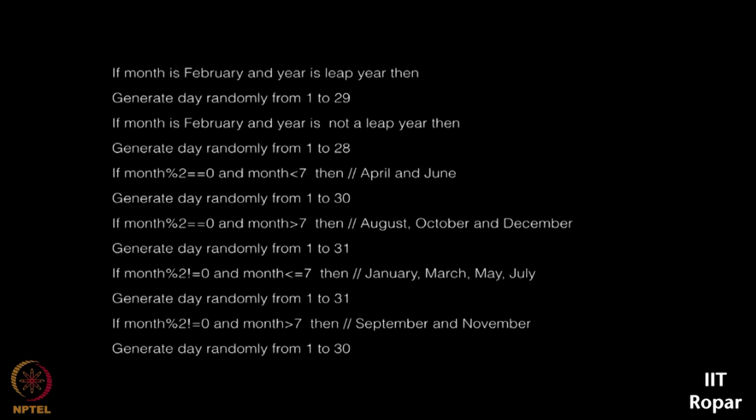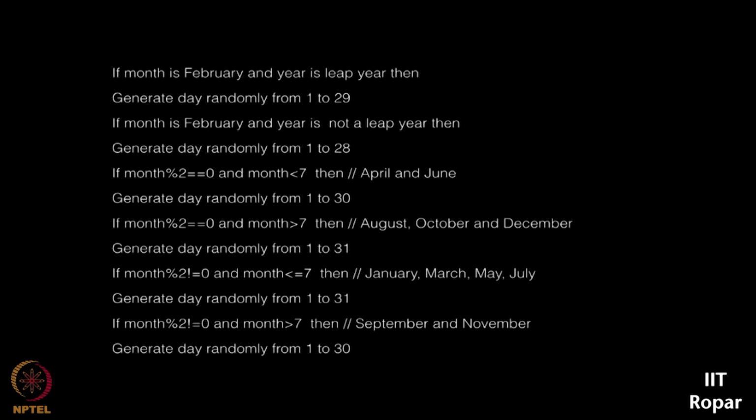Now, if the month doesn't divide by 2 and it is less than or equal to 7, here we are referring to January, March, May or July. These months comprise of 31 days.